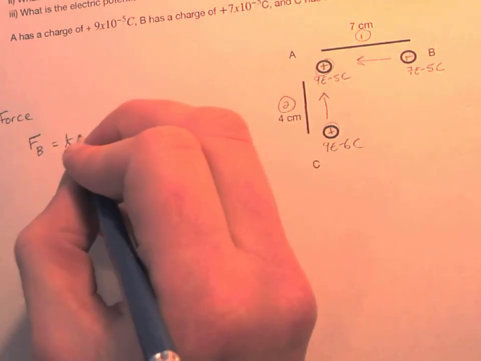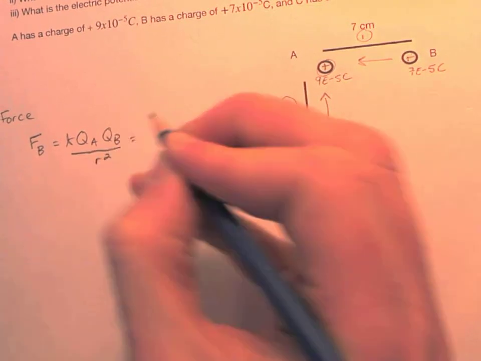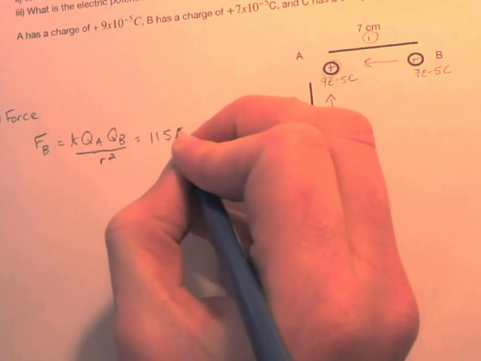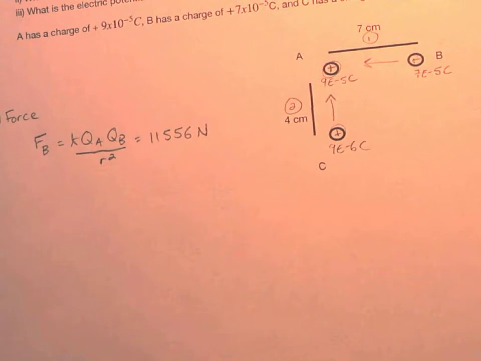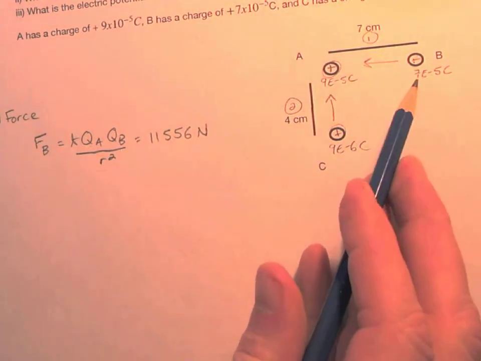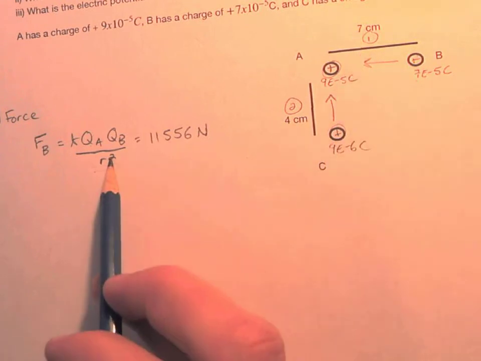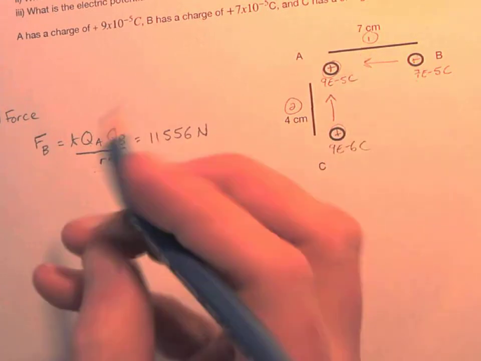First, the force, we'll say, of A from B, which is K QA QB over R squared, which is going to be 11,556 newtons when I plug in 9e to the negative 5, 7e to the negative 5, and the distance between them, 0.07 meters squared. So that's the number you should get.